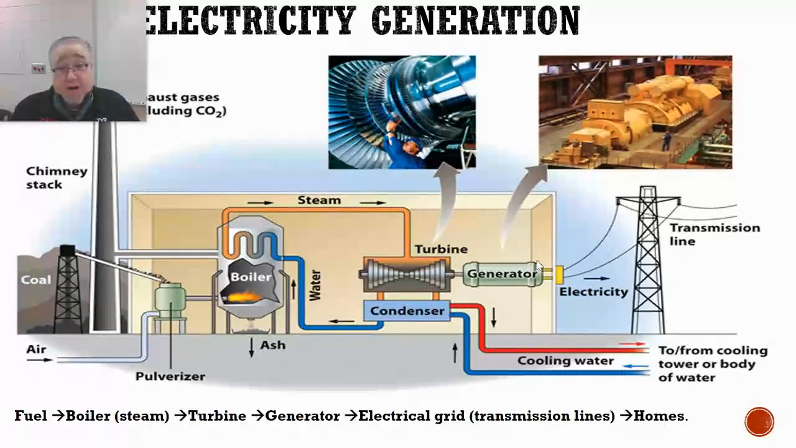So again, once the generator produces its electricity, then it can be transmitted to wherever it needs to go. Now, in some cases, it goes directly to your home. In some cases, it goes to another power plant. It can be distributed in different directions. But all that electricity eventually is going to go somewhere.